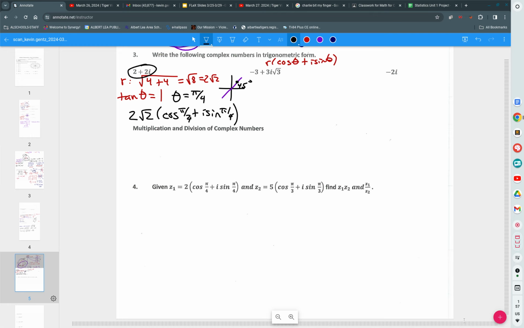That's the biggest piece I want you to be able to do today, that type of problem. I just got lost at the theta part. Okay. Ready? Agree that's in the first quadrant? If you do tangent inverse of 1 on your calculator, you get 45 degrees. 45 degrees is the same as pi over 4. So then I just put the pi over 4 wherever you see theta, and you put the r value up front. See if that works for the next one for you.